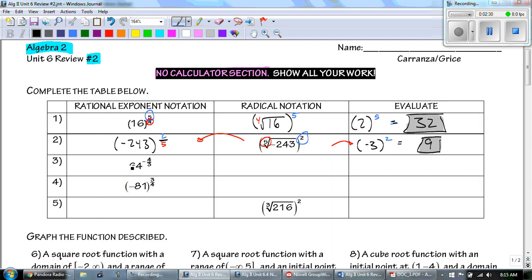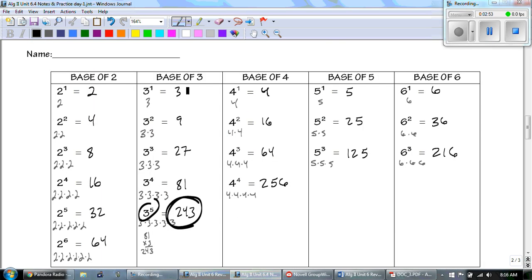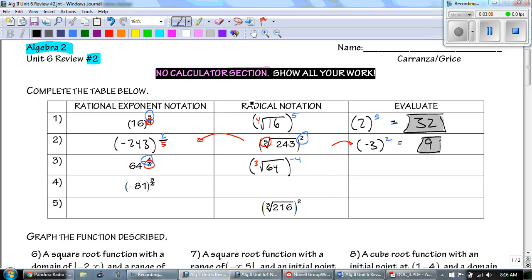Okay, so number 3. Let's rewrite it. There's a 64 underneath. We have a 3, and then my exponent is the negative 4. Okay, so looking at our sheet, cubed root of 64 is 4. So it's still to the negative 4th power.